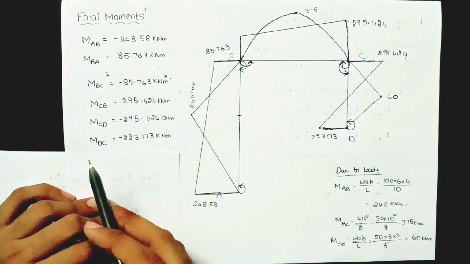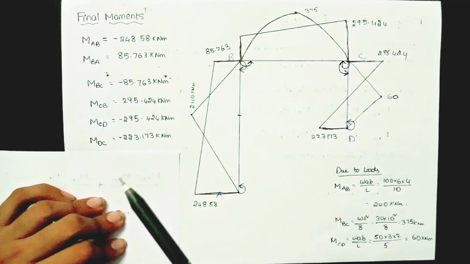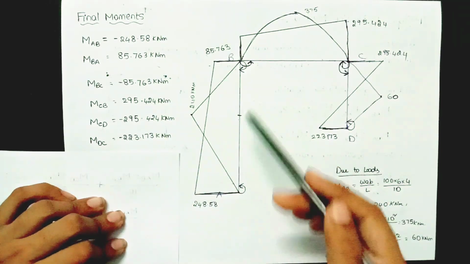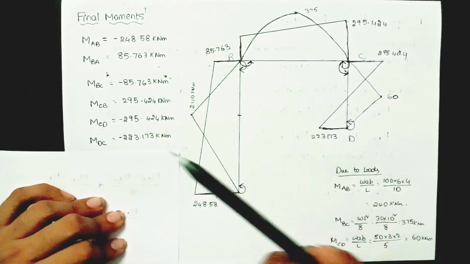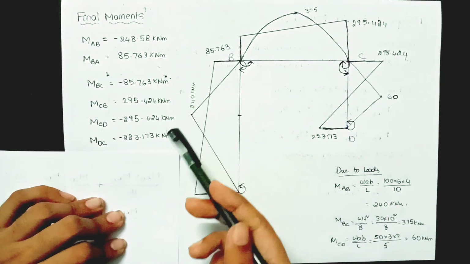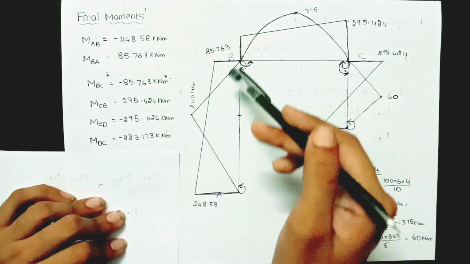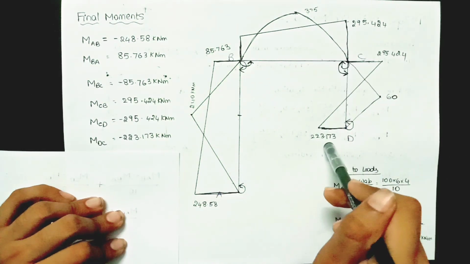I have made a separate video. In that video I have explained clearly how to draw the bending moment diagram for a frame. If you don't know how to draw it, the link will be provided in the description. You can watch that video to get an idea about drawing the bending moment diagram. In that video also I have taken the same values and explained how to draw the diagram.